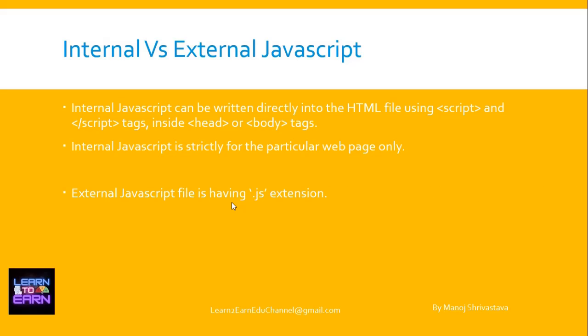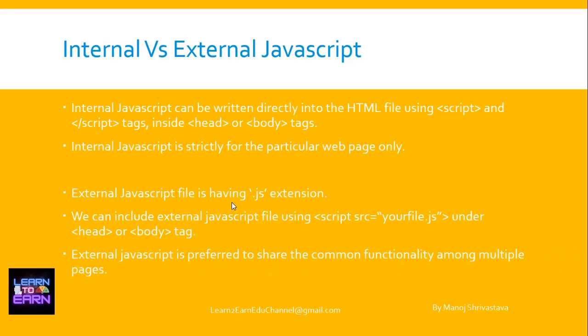An external JavaScript file has a .js extension. We can include an external JavaScript file using the script tag, and within the script tag we can use the src source attribute to include that JavaScript file under the head or body tag. External JavaScript is preferred to share common functionality among multiple pages. Internal JavaScript is strictly for a particular web page, but with an external JavaScript file we can share common functionality between multiple pages or throughout the website.